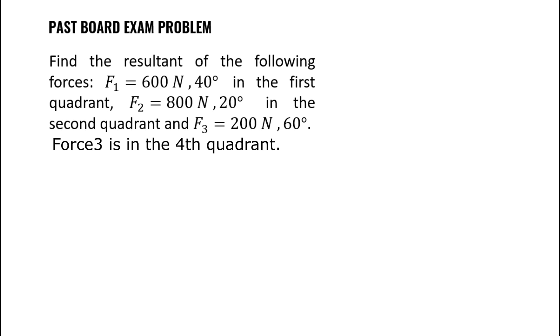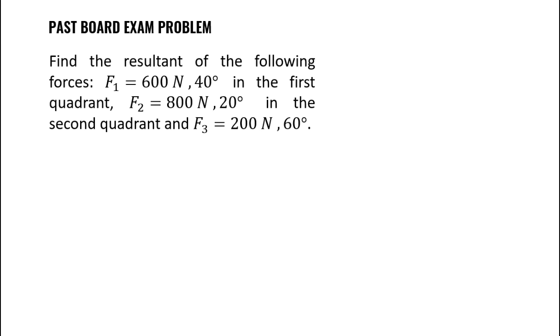In this next problem guys, find the resultant of the following forces. So F1 is 600 newtons, 40 degrees in the first quadrant. F sub 2 is 800 newtons, 20 degrees in the second quadrant. And force 3 is 200 newtons, 60 degrees. So that is in the fourth quadrant.